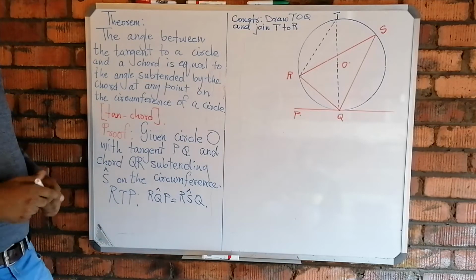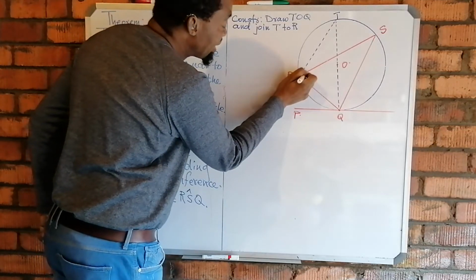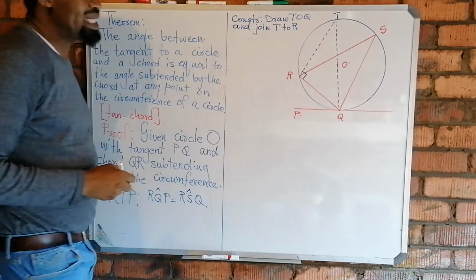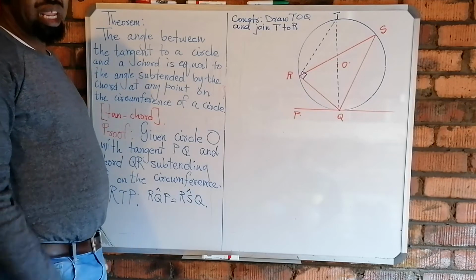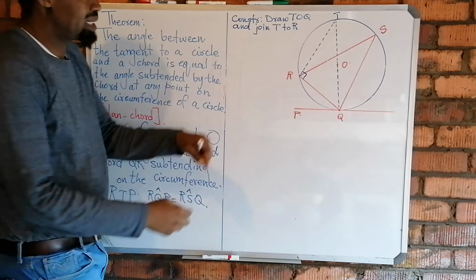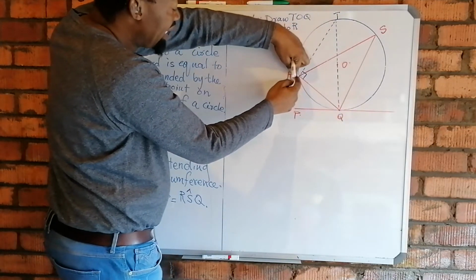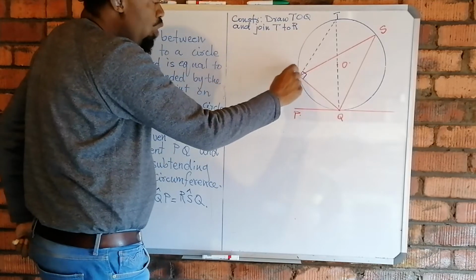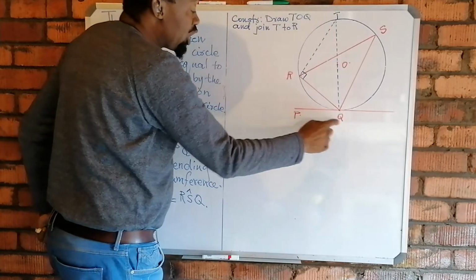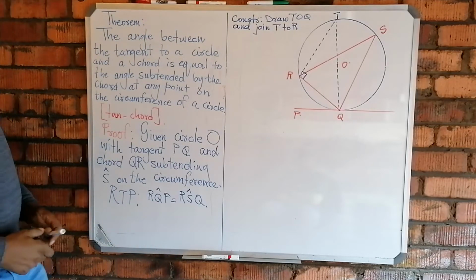There's a theorem that says a diameter to a circle subtends a 90 degrees angle at any point on the circumference. That diameter subtends angle R on the circumference. Therefore, angle TRQ is equal to 90 degrees.